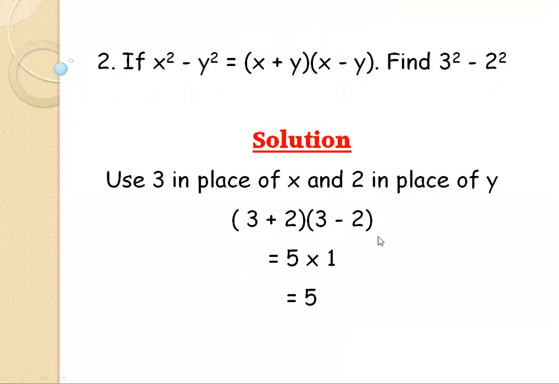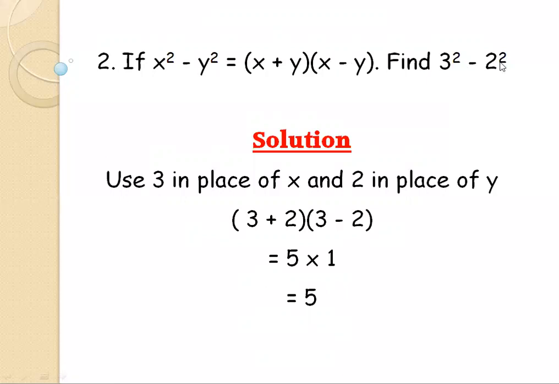Now let's look at the second question. If x squared minus y squared is equal to x plus y in brackets, x minus y in brackets, find 3 squared minus 2 squared. First of all, you should notice that there is a similarity between this and this. This is x squared, this is 3 squared. This is minus, this is minus, this is y squared, this is 2 squared.